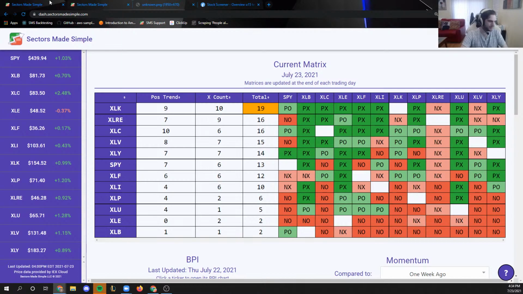Now, Danny was asking, can I use them to invest in the SPY? Yes, you can. Yep, SPY is an ETF that you can still invest in. And we do look at it, it's still on the matrix, and it's right here.